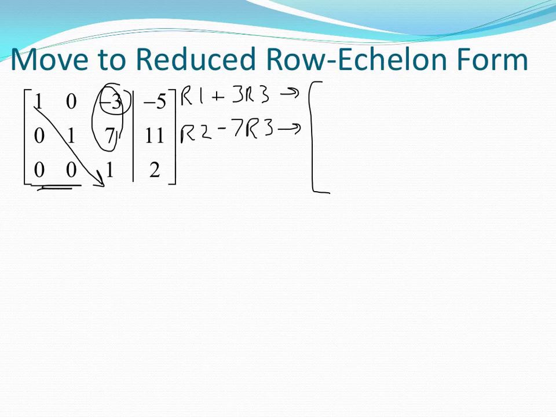So the first and the second are both going to change. Row 1 plus 3 times row 3. So that's 1 plus 3 times 0 is still 1. 0 plus 3 times 0 is still 0. -3 plus 3 times 1 is now 0. -5 plus 3 times 2 is now positive 1.